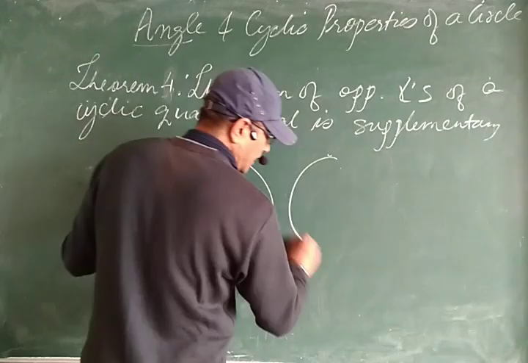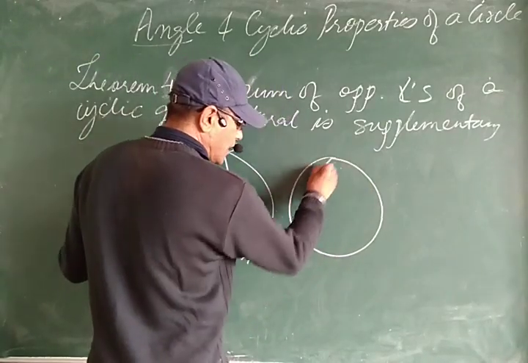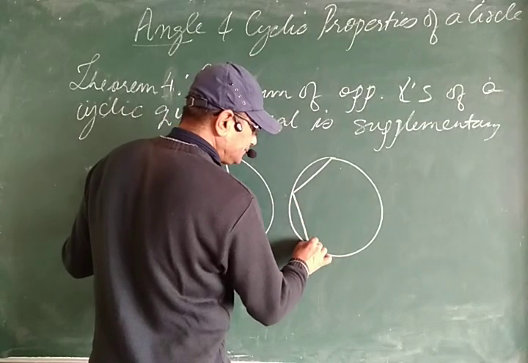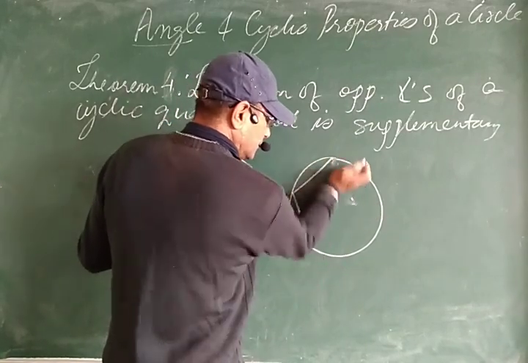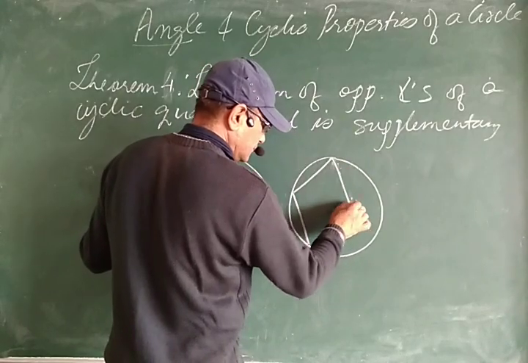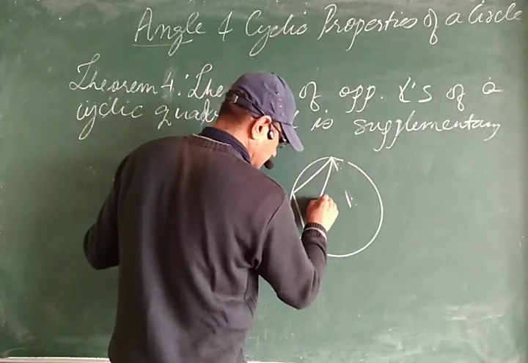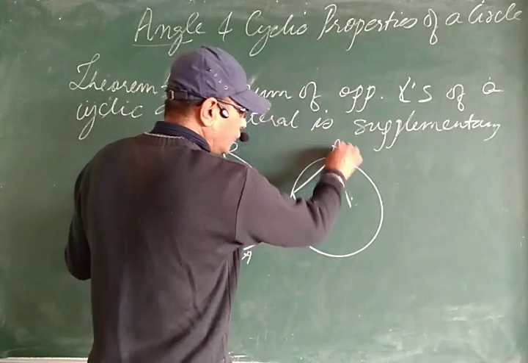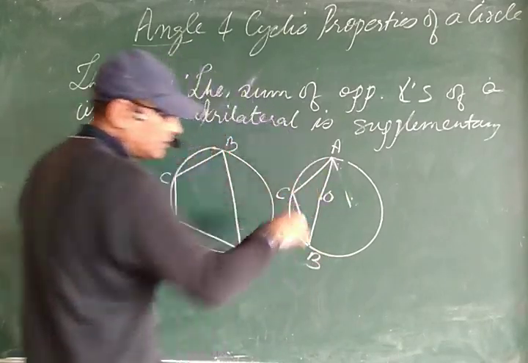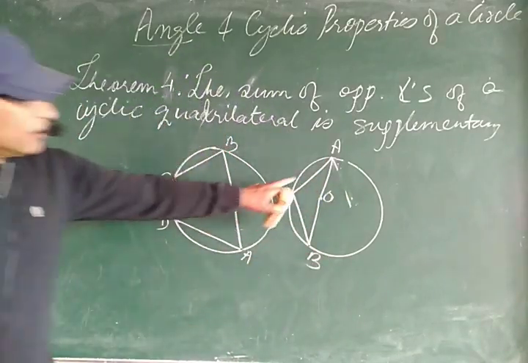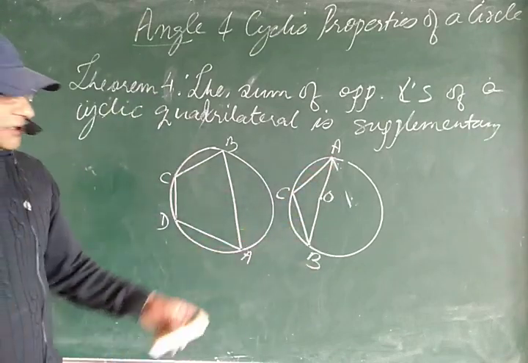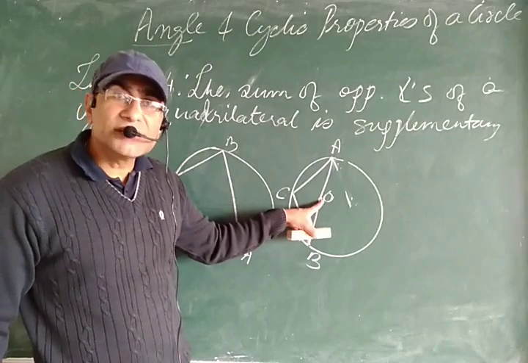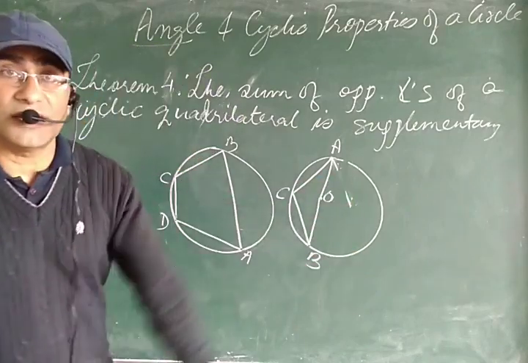If I draw a quadrilateral where all the 4 points do not touch, okay, let's draw like this, there are also 4 points, but all the 4 vertices do not touch the circle or the circumference. One point is somewhere near the center, so this is not a cyclic quadrilateral.